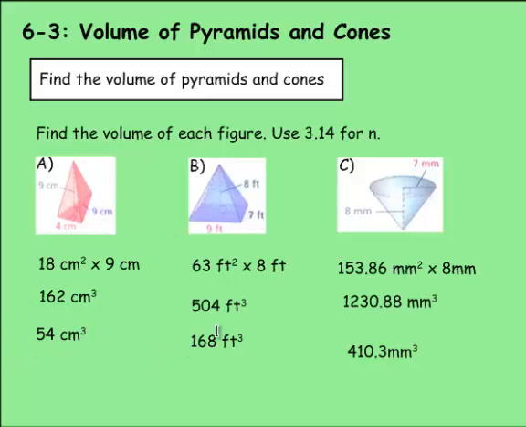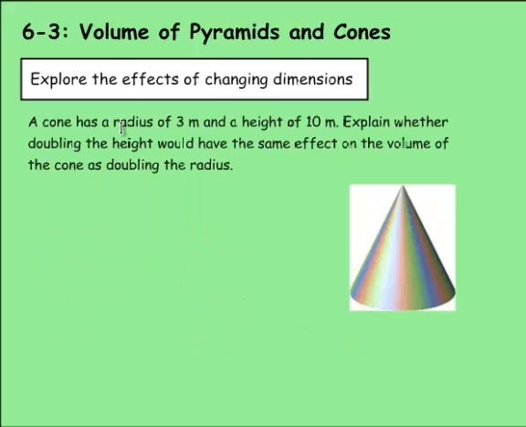Make sure your labels are always in cubes for volume. Here we have a cone that has a radius of 3 meters and a height of 10 meters. Explain whether doubling the height would have the same effect on the volume as doubling the radius. So remember, our radius here is 3. Our height is 10. So let's find the volume of this regular cone here.